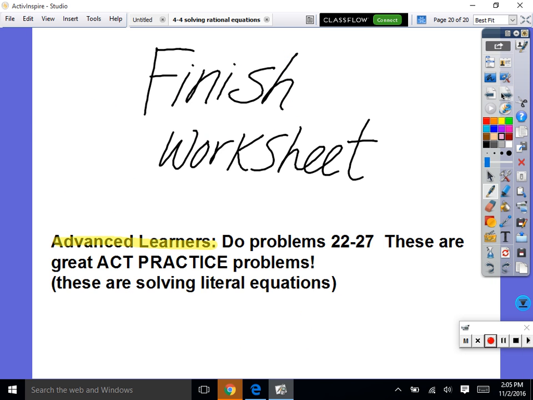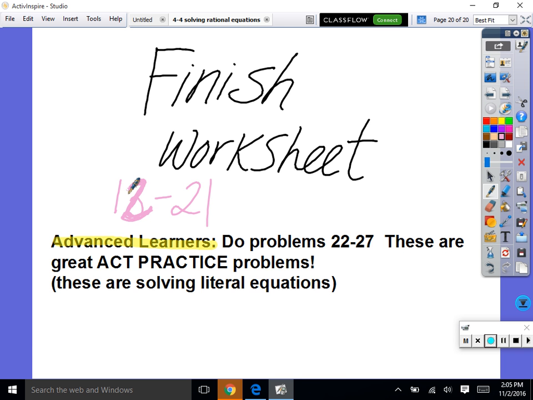So, finish the worksheet except for the problems we crossed out, 13 through 21. Basically 12 through 21 on the front. Go to the front, cross these out. Now, once again, if you feel like you need more practice, do 13 through 21. Advanced thinkers, advanced learners, push yourselves. ACT prep: 22 through 27 will be really good ACT problems. We've already learned how to do that.